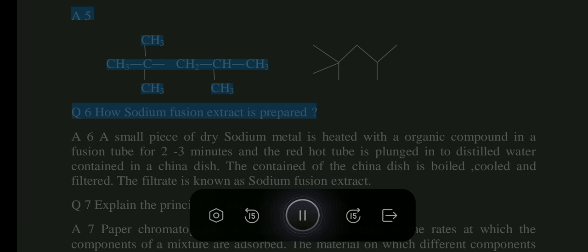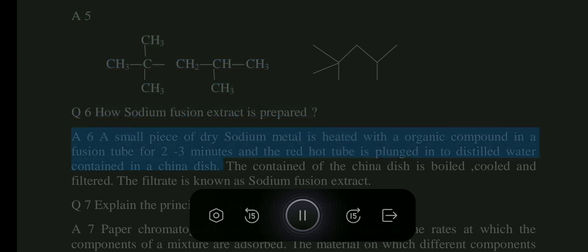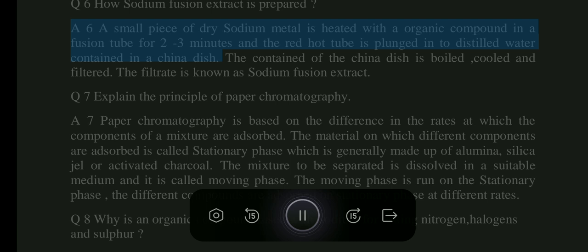A5. (CH3)3C-CH2-CH(CH3)-CH3. Q6. How is sodium fusion extract prepared? A6. A small piece of dry sodium metal is heated with an organic compound in a fusion tube for 2 to 3 minutes, and the red-hot tube is plunged into distilled water contained in a china dish. The content of the china dish is boiled, cooled and filtered. The filtrate is known as sodium fusion extract.